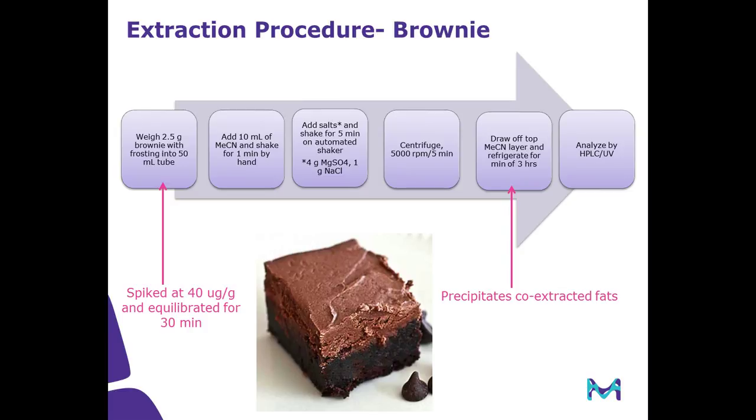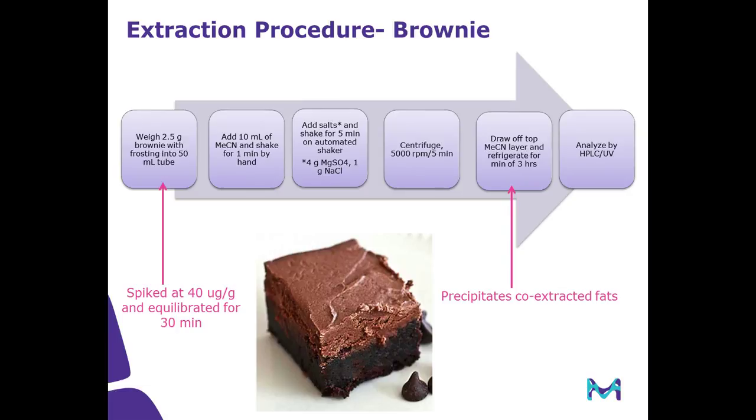Now, these edibles that we took a look at, the first one was a brownie, and we looked at chocolate brownie with frosting. And for the extraction, we did a very simple QuEChERS-like extraction. So similar to what we did with the flour material when we were looking at pesticides. So we weighed brownie, put it into a tube, added acetonitrile to it and shook it up, and then added salts, shook it, and centrifuged it.